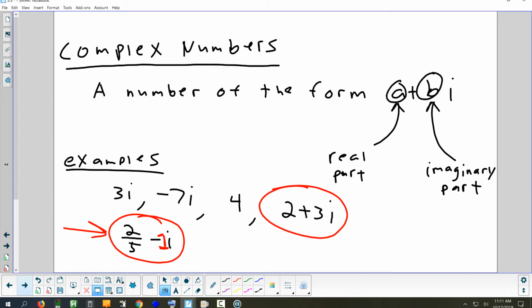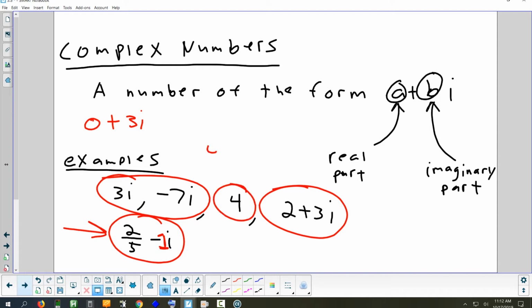The i is just there to tell you what's in front of it is the imaginary part. Now, if you look at these other ones, these are complex numbers too, like 3i. Think of it like this. There's no real part, so 0 + 3i, or 0 - 7i. When the real part is 0, we normally don't write it. These two right here are called pure imaginary numbers because they have no real part. Pure imaginary numbers.